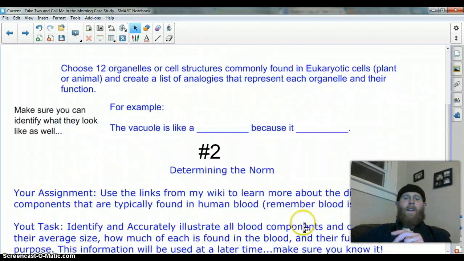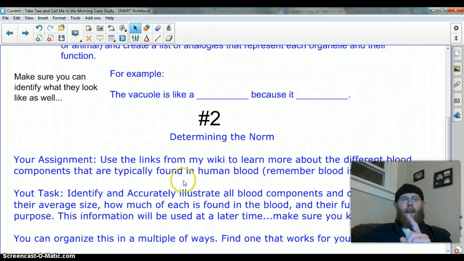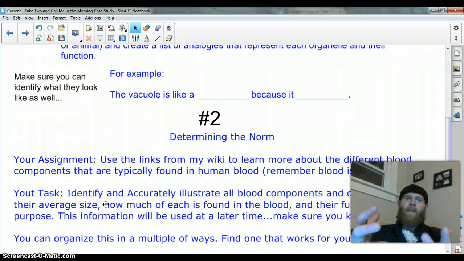Number 2, determining the norm in the blood. You've got to use the links in my wiki, and I'll pull back over there and show you what it looks like, and identify and accurately illustrate all blood components and all cells. Include their average size, because that's one of the things we need to know. In the case study, it said that the pathogen is 1/10 the size of Becky's cells. Well, that's one of the things you need to pull out. How big are these cells we're talking about, so we know what 1/10 of that cell size really is.